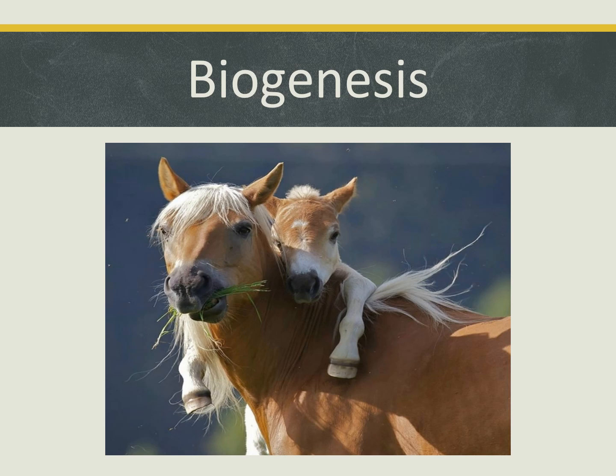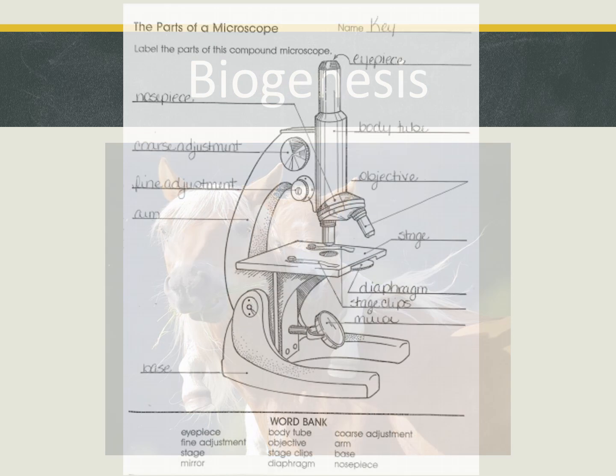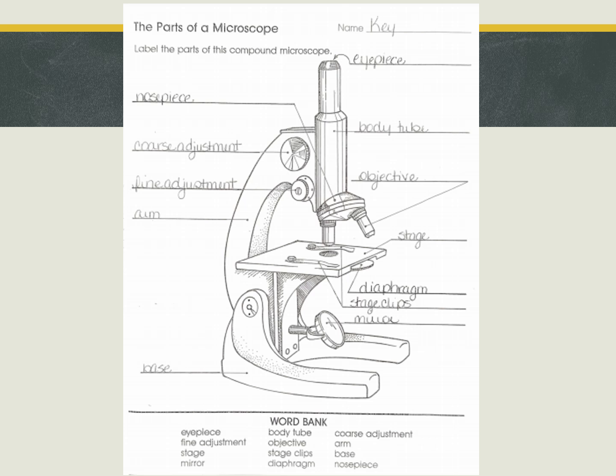The correct theory to explain how life arises is called biogenesis. Bio means life, and genesis means to come from. So biogenesis is the theory that living things come from other living things, or life comes from life. Here are the parts of a microscope and how they work.